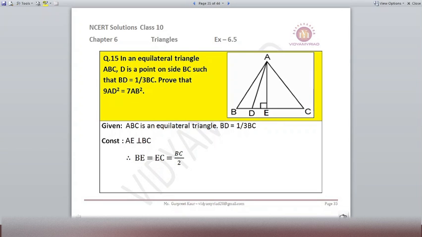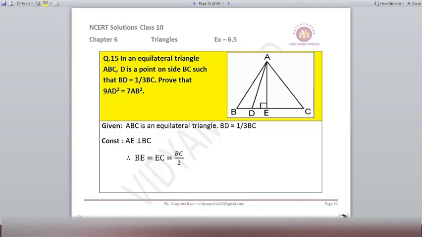Question number 15. In an equilateral triangle ABC, D is a point on the side BC such that BD is equal to 1/3 of BC. Prove that 9AD square is equal to 7AB square. Now here we are going to do one construction, that is AE perpendicular to BC, and we are given that BD is equal to 1/3 of BC.